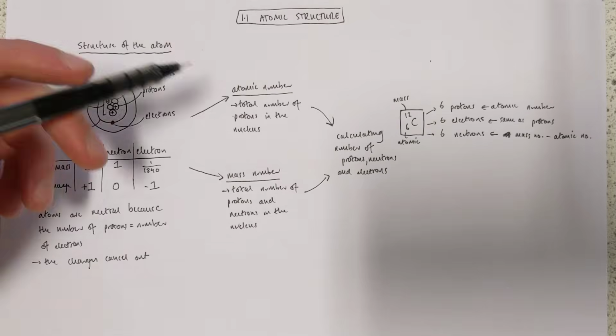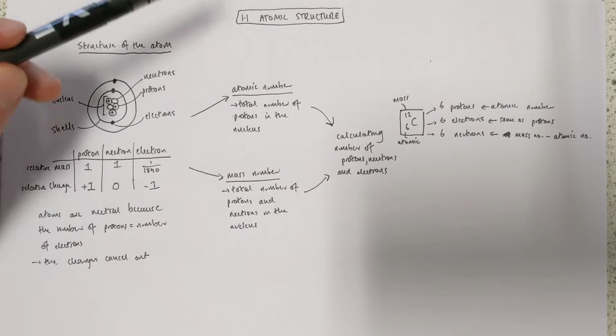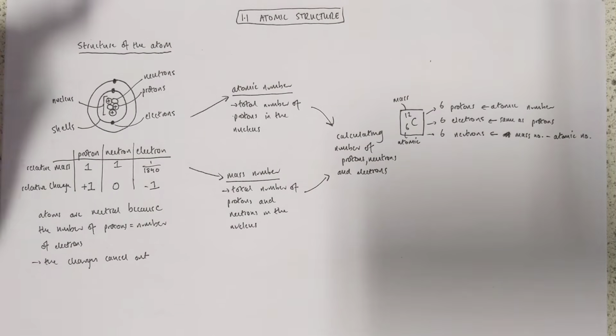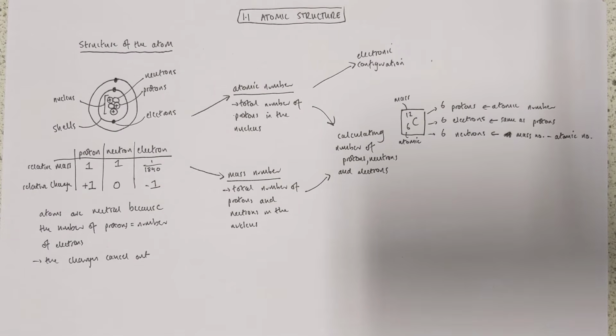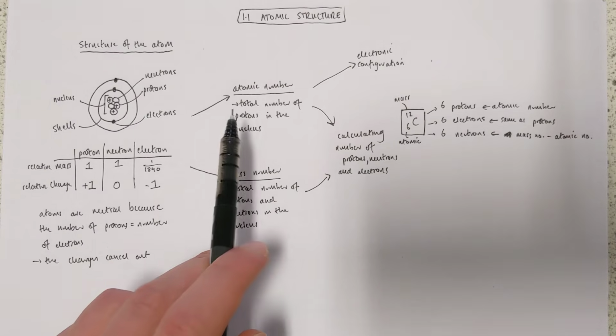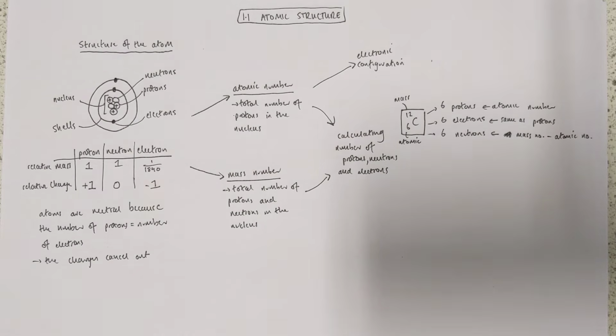The next thing we can do with just the atomic number is work out where the electrons go in the atom, which is known as the electronic configuration. In this example, you'd be given an element and asked to draw a diagram of where the electrons are for that atom. There are 2 steps to this. In the first step, you have to work out how many electrons there are, so you're going to need to use the atomic number here, because protons equals electrons.